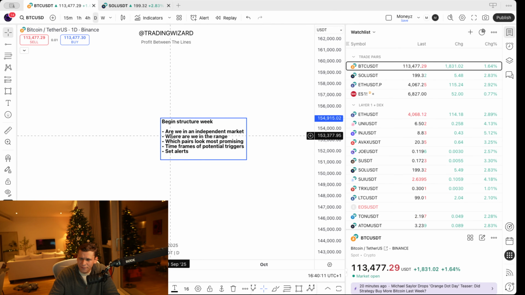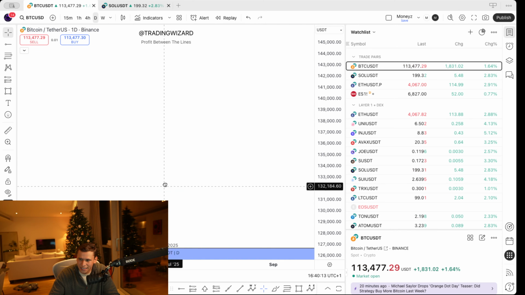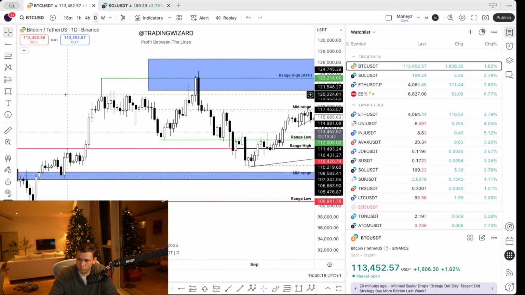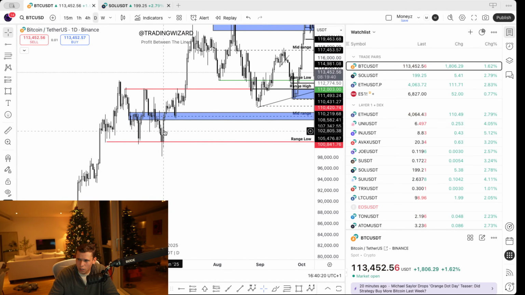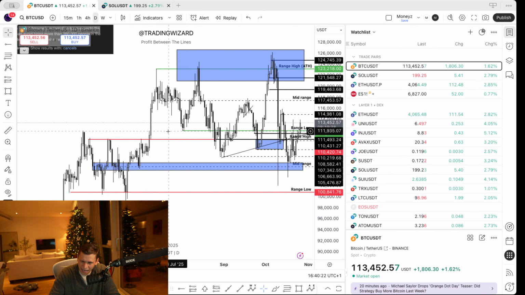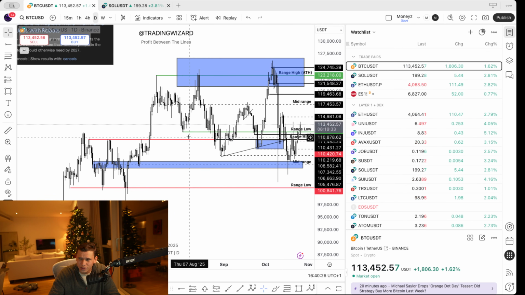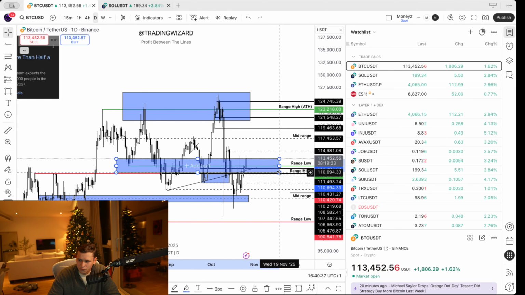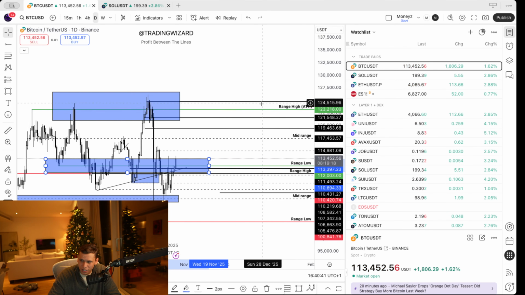Now, then I'm asking myself, where are we in the range? So it's very simple. As you can see right here, I have one range here, and I have one range here, okay? I want to ask myself, where am I in the range? Because there are only certain areas in the range where I'm actually trading. It is called a red zone, and basically the most important areas for me are certain parts of the range: the range low, the mid-range, and the range high.